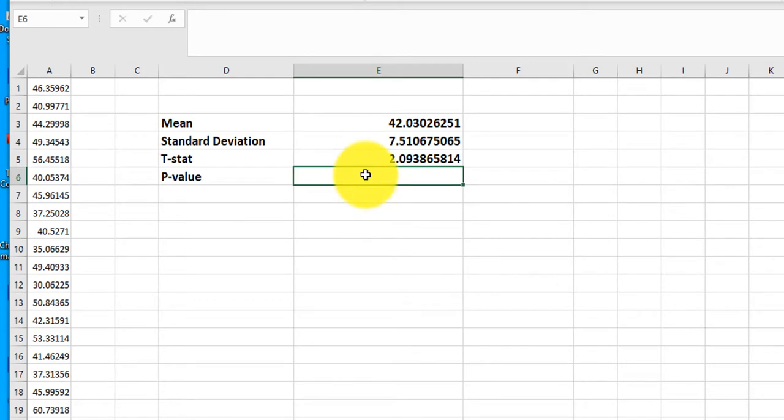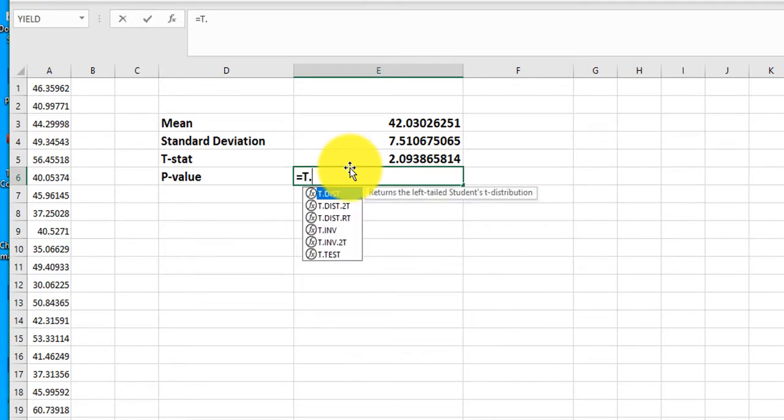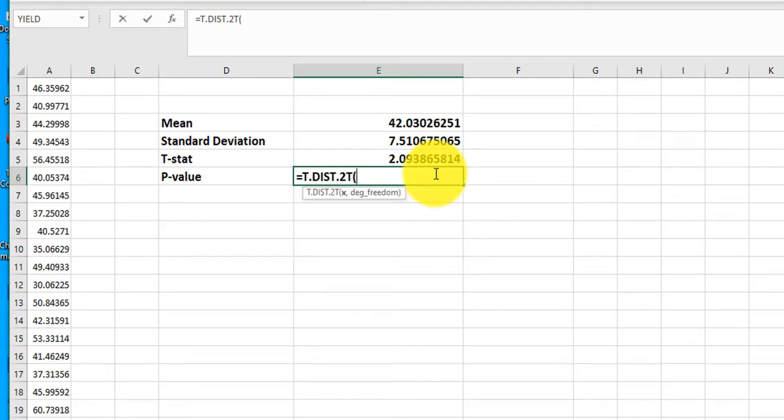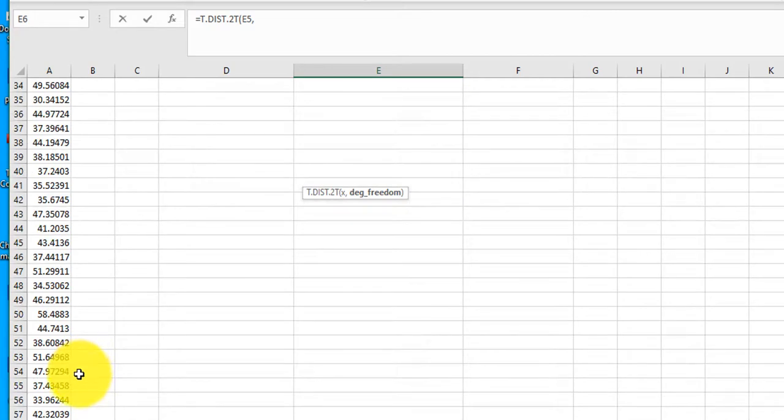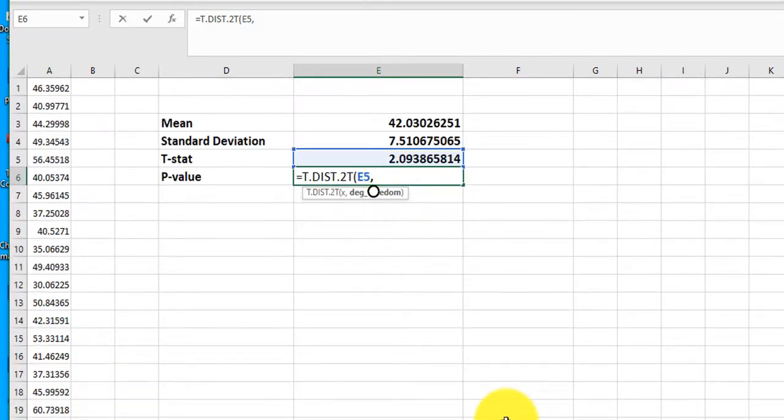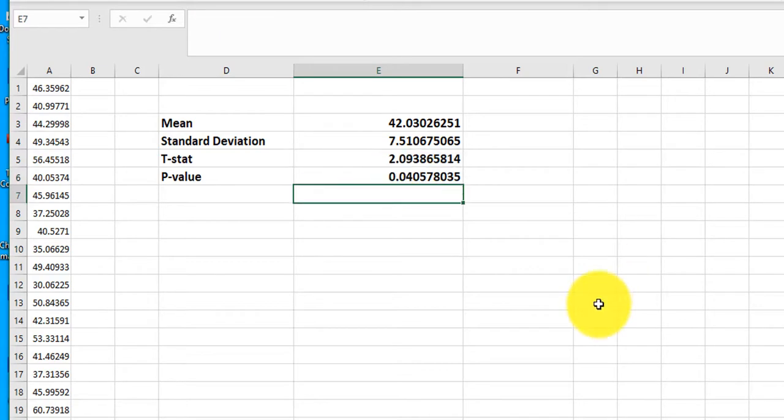And then finally, to get my p-value, I'm going to type in equals, and we need a t-distribution. But this is a two-tailed test, right? And then I put in my parentheses, and it's going to be my test statistic, comma, degrees of freedom. That's n minus 1. In this case, it would be 60 minus 1, because I have 60 points. So 60 minus 1 is 59. And then we close it up. All right, so that's everything I need to know. Let's put our answers in.